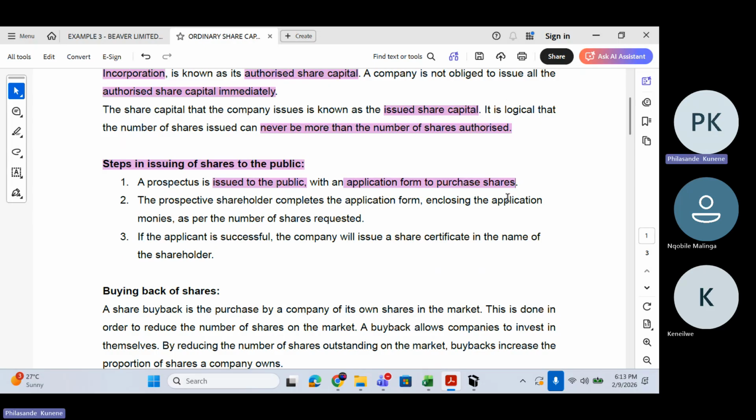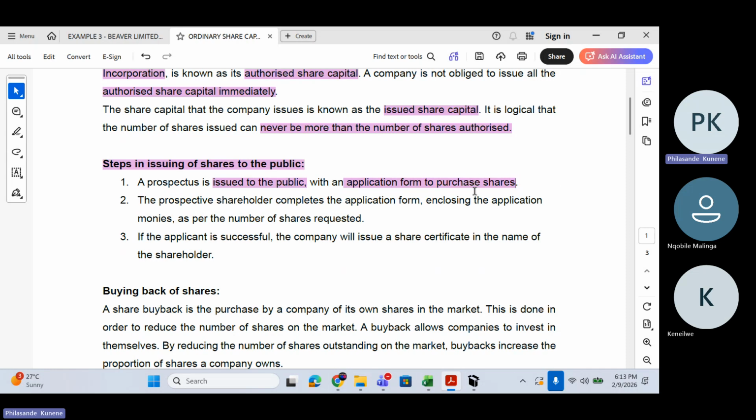Before you can start buying the shares, you need to apply first, and they need to approve. Just like you going to the university, before you go, you need to apply to be admitted. Then once they admit you, you will start studying. Then you have to register and do all other processes. Then you are a student.